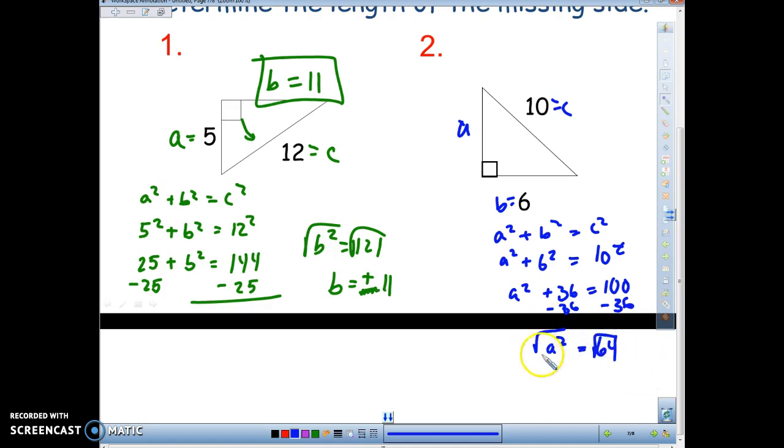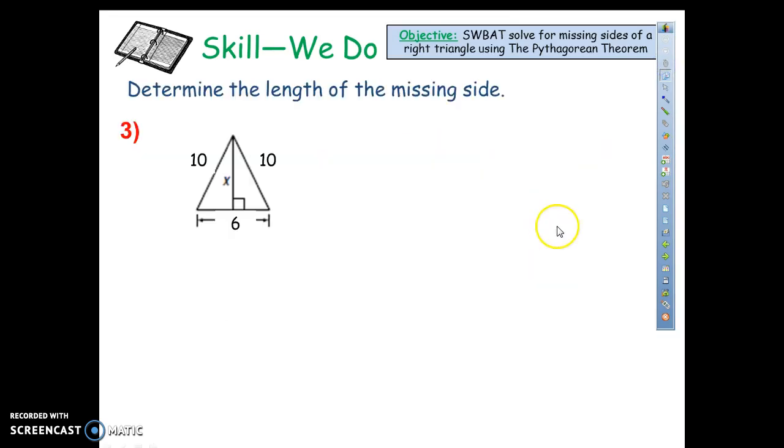Taking the square root, right? The square root undoes our square, so that cancels that, and I get A is equal to plus or minus 8. And again, we only keep the positive value because we're dealing with lengths, so therefore A is 8. For the next two problems, I would like you guys to please pause the video and try these on your own.